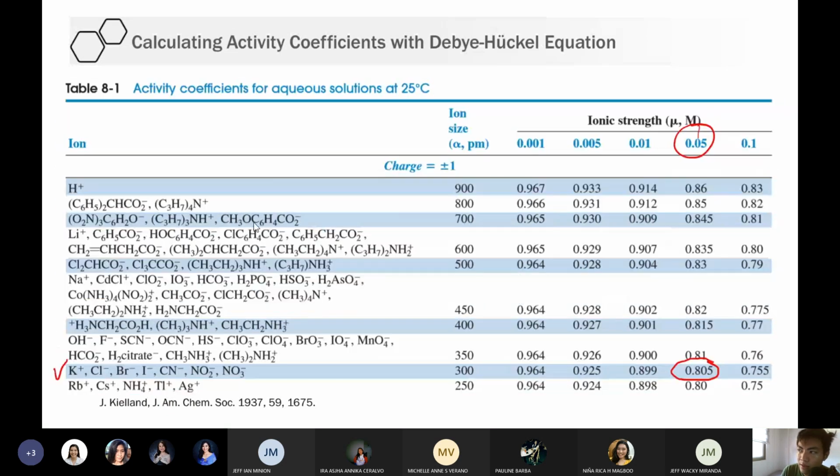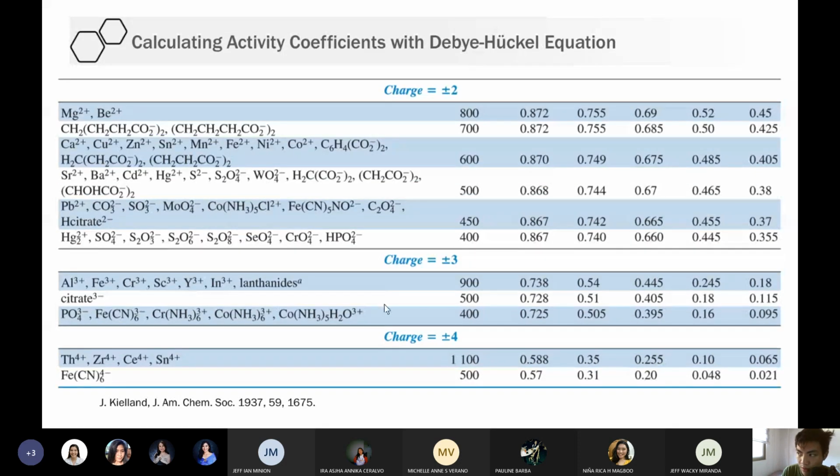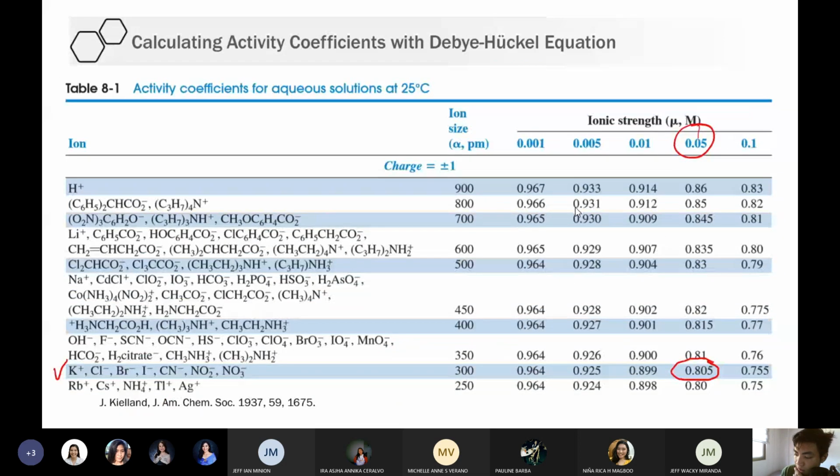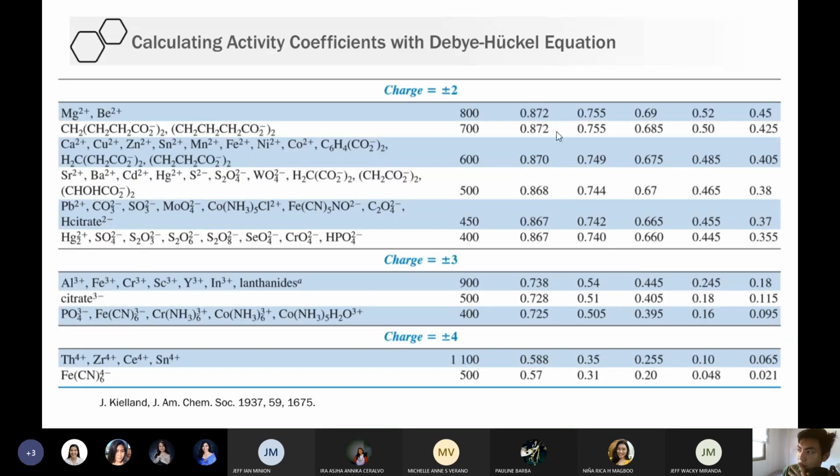By the way, this table is divided into different charges. We have the plus or minus 1 charge here, plus or minus 2 charge here, plus or minus 3 charge here, and plus or minus 4 charge here. Since our ionic strength is 0.01 molar, that is on the third column. So on this column, we have the 0.01 molar.